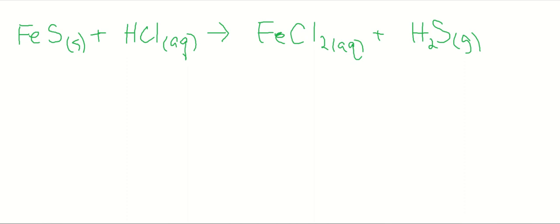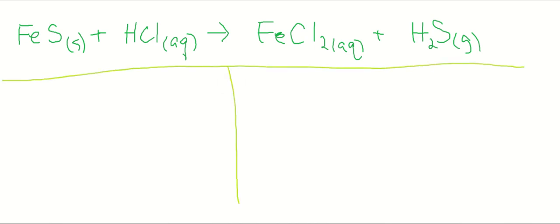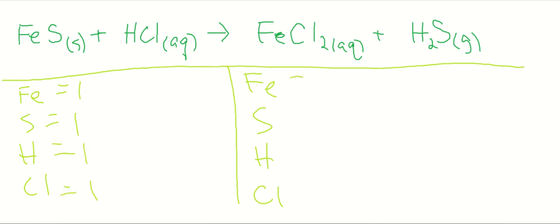All right, let's balance this. Iron, sulfur, no polyatomic ions. All right, in the same order. 1 iron, 1 sulfur, 1 hydrogen, 1 chlorine; 1, 1, 2, and 2. All right, well, the HCl is going to have a 2. There you go. We're done. There you go, to show you the work. All right, 1, 2, 1, 1.